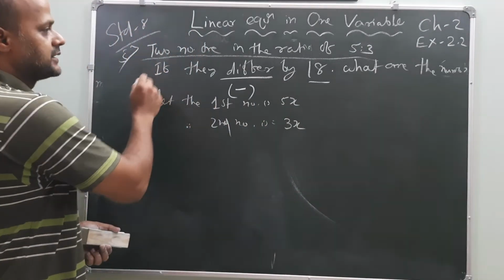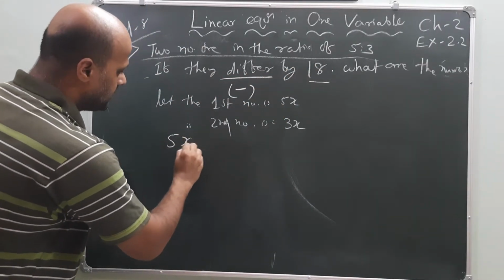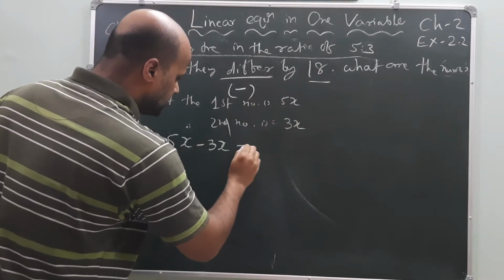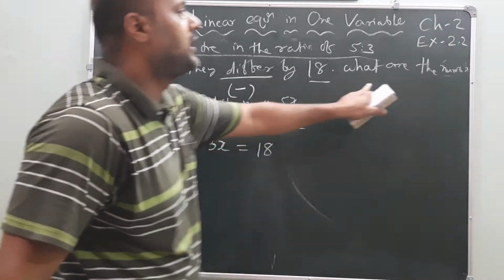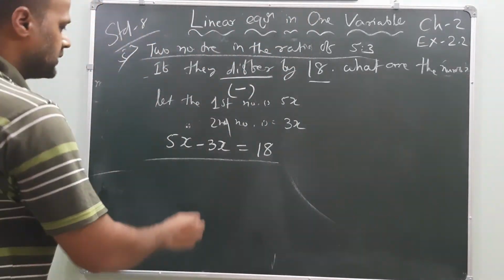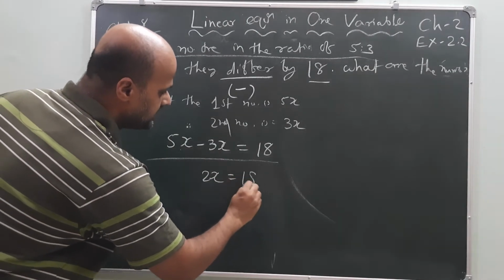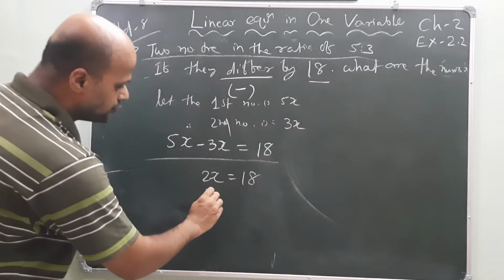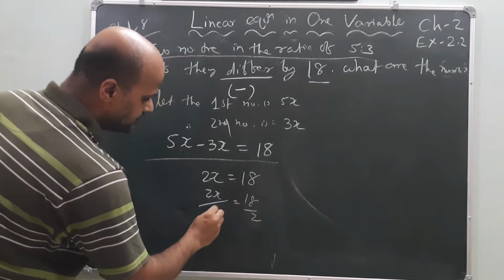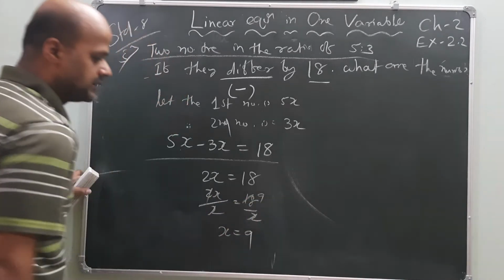Now come to the second statement. What is that? If they differ by 18. Differ means difference. 5x minus 3x is equal to 18. Now we get the equation. Yes or no? Now do it by yourself. 5x minus 3x, how much? 2x equals 18. What do you have to do? Divide by 2. 2 cancels, 2 nines are 18. x is equal to 9.